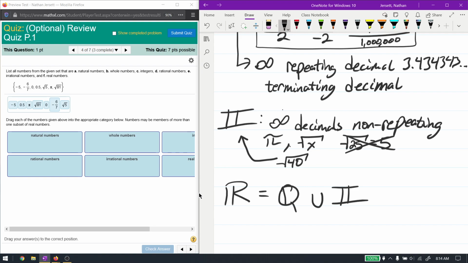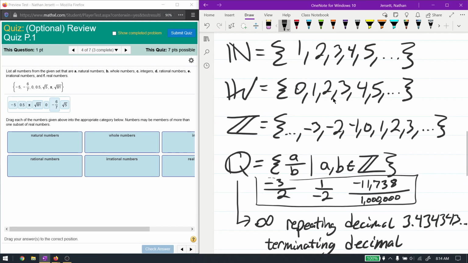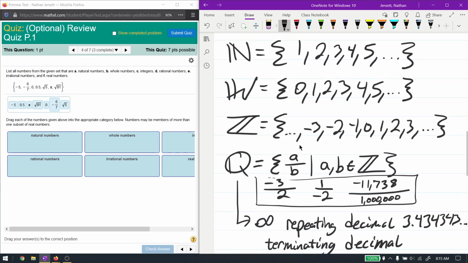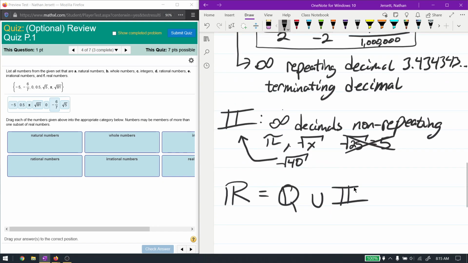And this problem is just asking us to sort these numbers into all of their parts. Because it should be clear that if we have a natural number, like 3, 3 is a natural number. It is also a whole number. It is also an integer. And if we do 3 over 1, that's going to be 3. It is also a rational number. And all of these numbers will always be a real number.